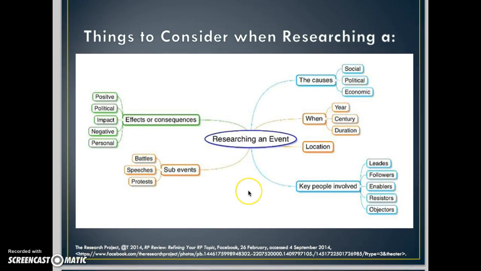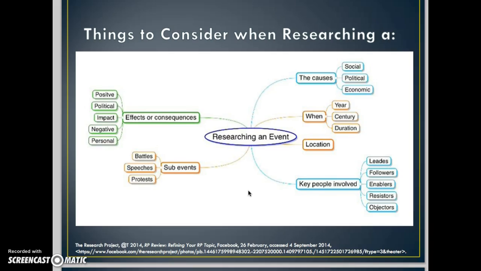An event. Perhaps you might look at the Berlin Wall. So what were the effects or consequences of the Berlin Wall being put up or being torn down? What other events were involved during that particular time period? What were the causes of the Berlin Wall? Who was involved? When did it happen? Where did it happen?